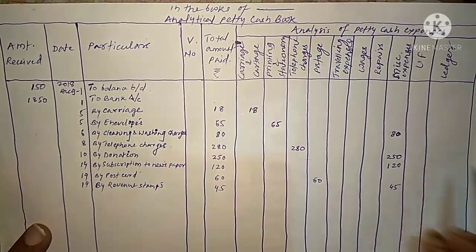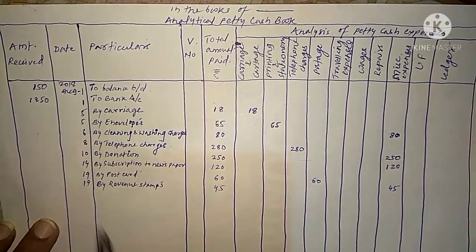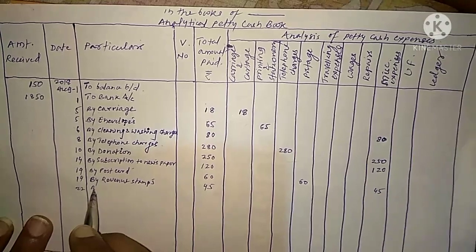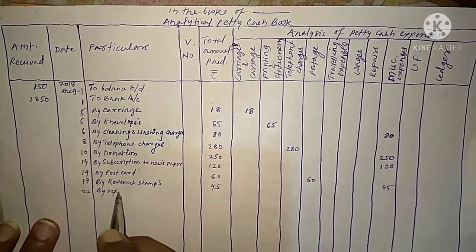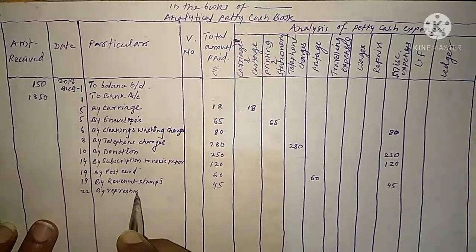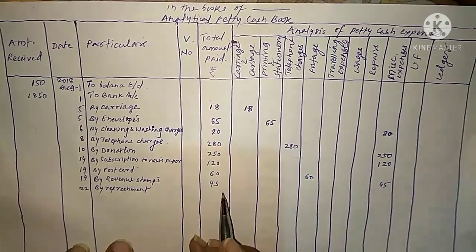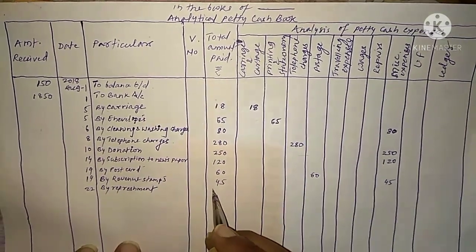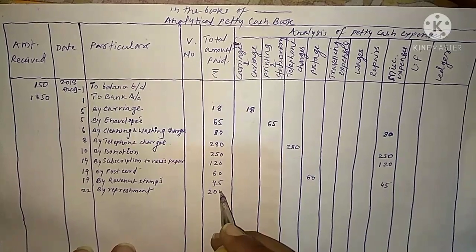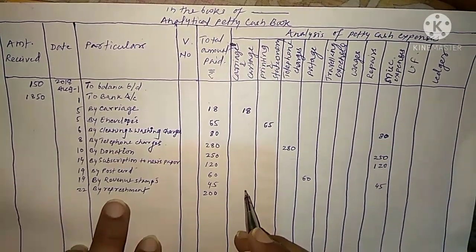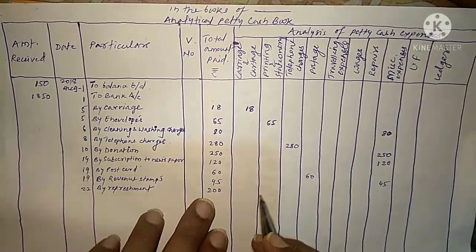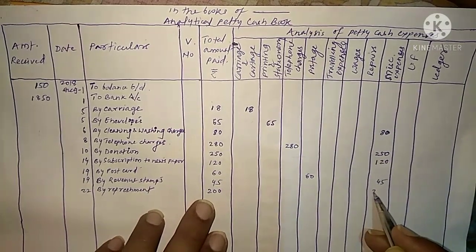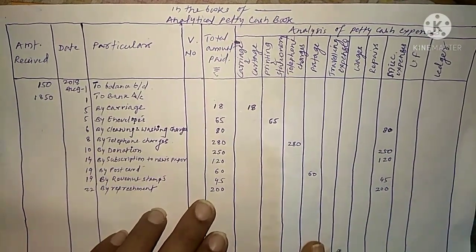And next transaction, that is paid for refreshment on 22nd, by the refreshment, and the amount is 200 rupees. So in this total amount paid column, first we have to write 200, and this refreshment also will go to the miscellaneous expenses accounting head. So 200 we have to show to the miscellaneous expenses.